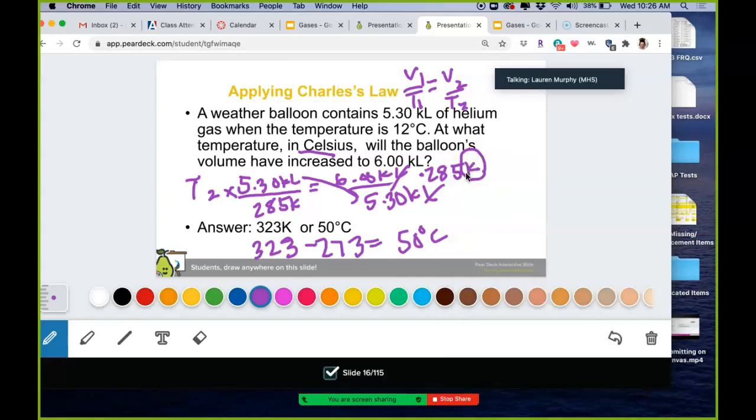Absolute zero does mean that particles have no average kinetic energy and theoretically stop moving.